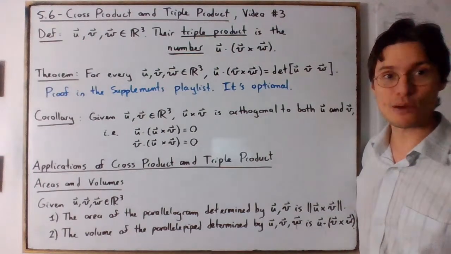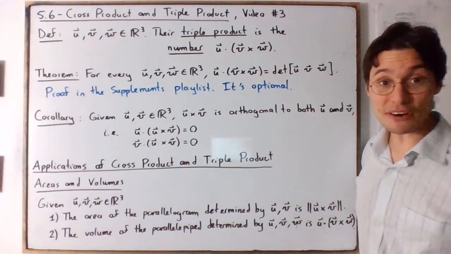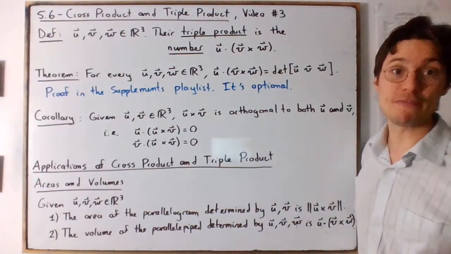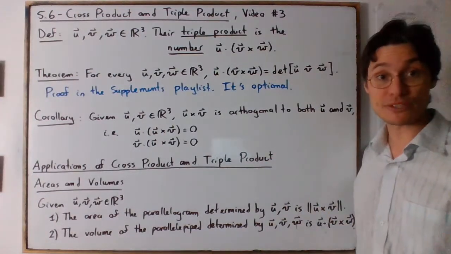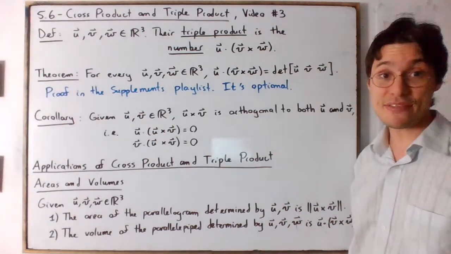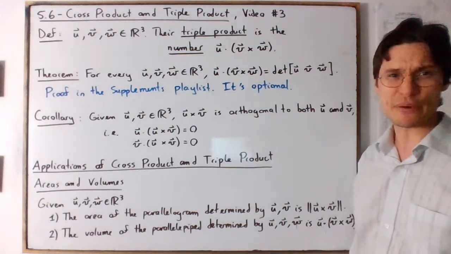And the second thing that I will do, sorry about that, I was spacing out, is that we will start talking about the application of both products. The first one is areas and volume. So we will present it, and then we will do one example. In the example, we will find the area of a triangle.